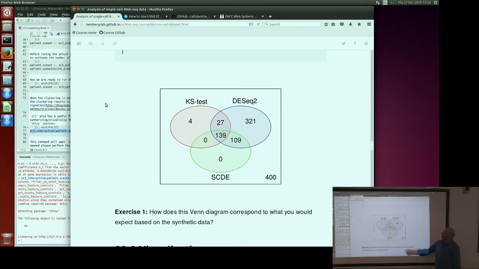Yeah, I would say these 139, again, it really depends on what your study is about. If you want to find the most high confidence differentially expressed genes, then I would use only those 139. If you want to say that I want to include everything that anyone ever thought could be differentially expressed, then you would choose a larger set.